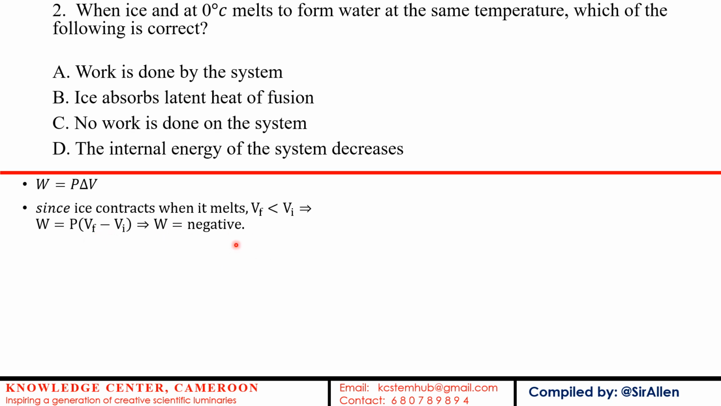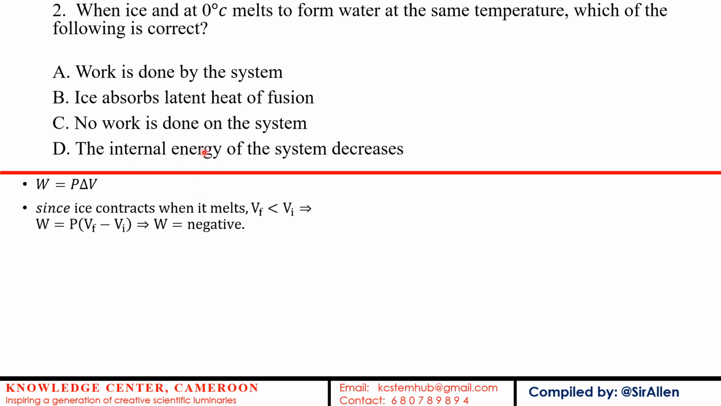In thermodynamics, whenever work is negative, it means that work is said to be done on the system, not by the system. All right, so work is done on this system, and so A is off. That is why C is wrong, because C says no work is done on the system, but there's actually work done on the system because the system contracts as it melts. So C is wrong because it says no work is done. Now let's see why D is wrong.